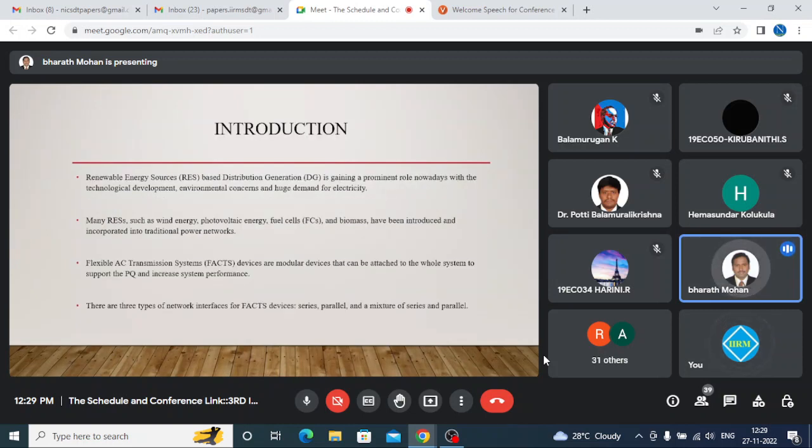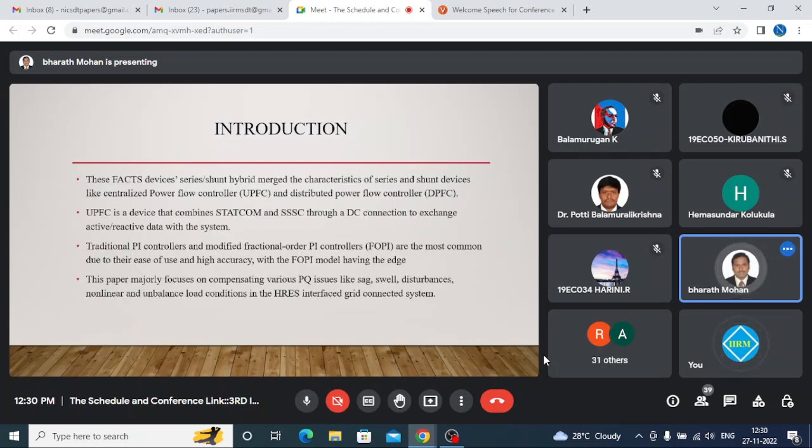In the introduction, renewable energy sources are interconnected with the distributed generation by using FACTS devices. Most FACTS devices support power quality and increase system performance. You can use series, parallel, or even a mixture of the devices. Here you can use the UPFC and the DPFC, that is the distributed power flow controller. In the UPFC we are using the STATCOM and SSSC with a DC link.